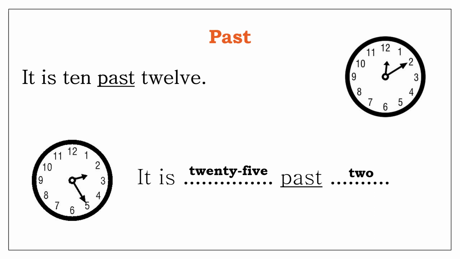Okay, next. To. Okay, look at this picture. The clock shows that the long hand is pointing to 7 and the short hand is pointing to 8 or between 7 and 8. So we say 25 to 8. 8 kurang 25.